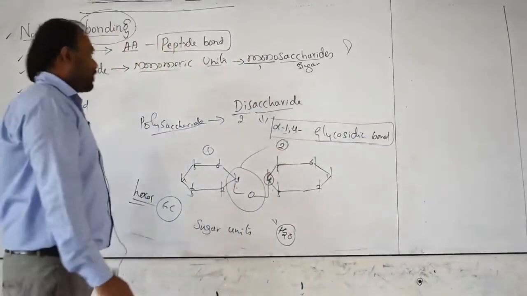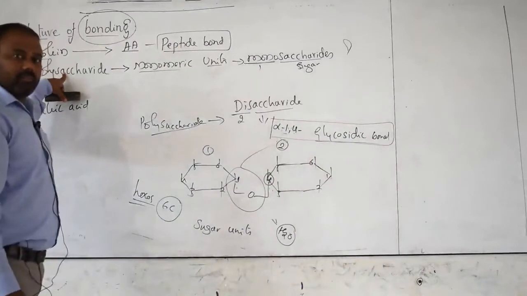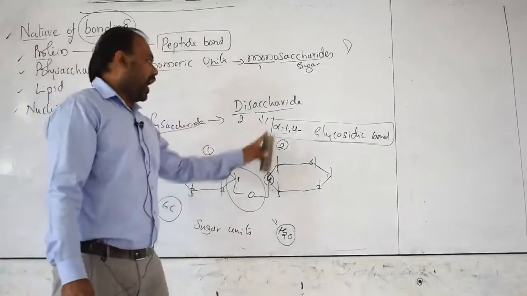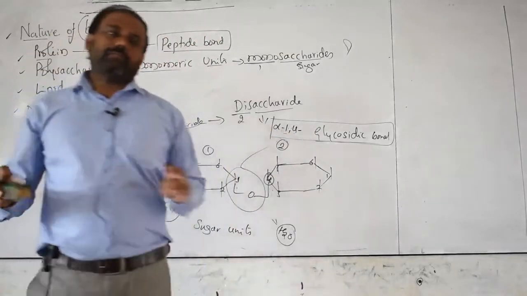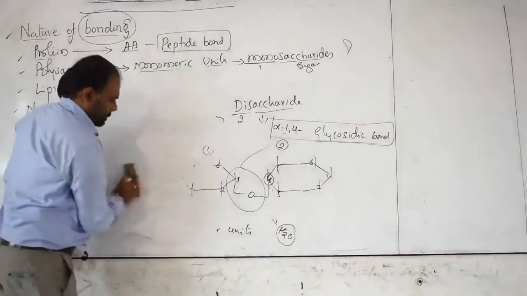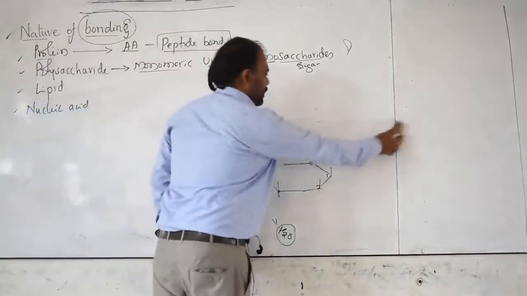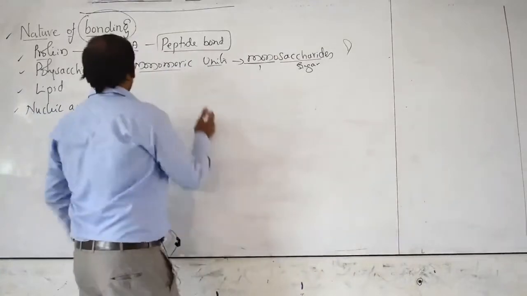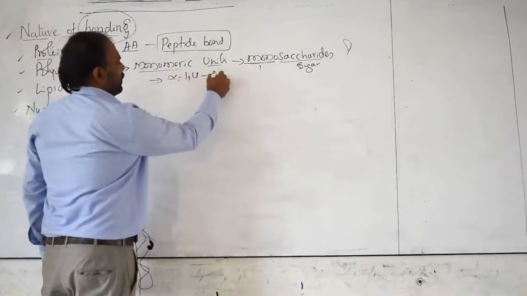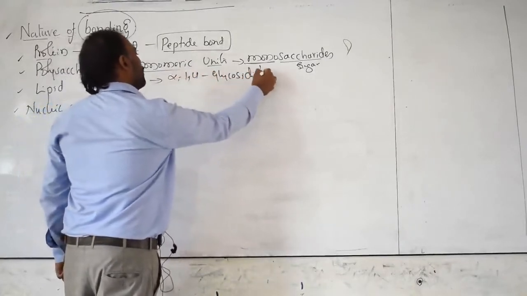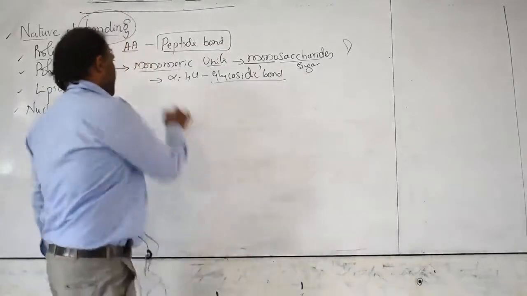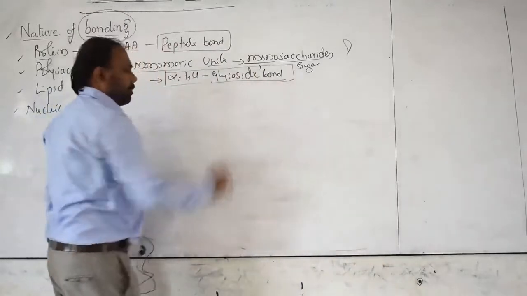So my final conclusion is that in case of polysaccharide or carbohydrate, the monomeric units or monosaccharides are held together by alpha 1,4 glycosidic bonds. Very easy to understand. See this structure. This is the second one. Yes, the final answer is alpha 1,4 glycosidic bond. First one is peptide bond, second one is alpha 1,4 glycosidic bond.